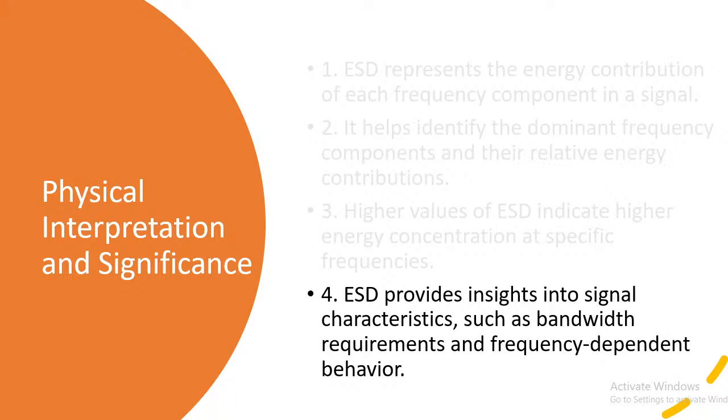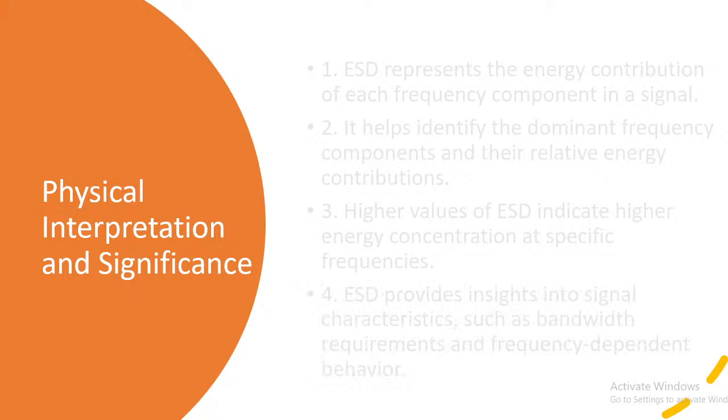ESD is providing us insight into signal characteristics like bandwidth. So how does it provide bandwidth requirements? Because you can see the ESD curve there, the portion where ESD is high, that is the required bandwidth. Where it is low, that is not required bandwidth. That is outside the bandwidth. So you get bandwidth requirements. Similarly, frequency dependent behavior you also get, because from the frequencies present you will know which frequencies are affecting the system.